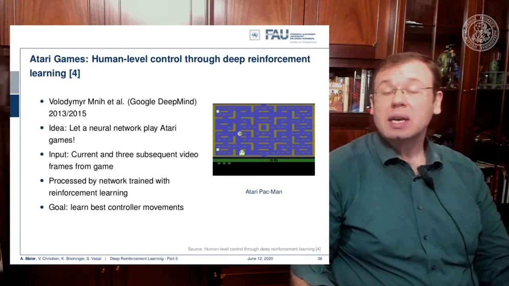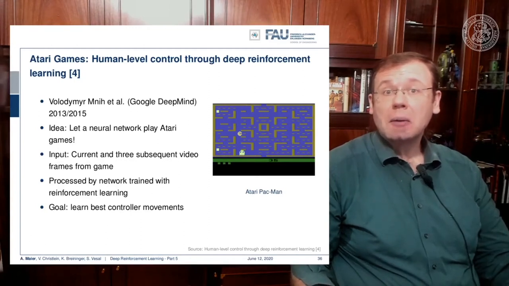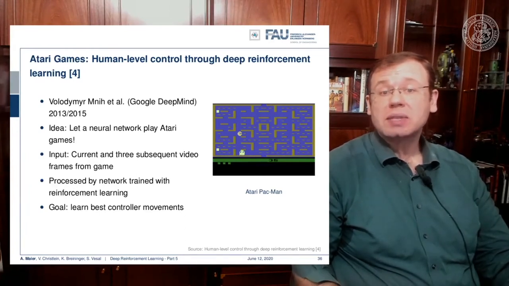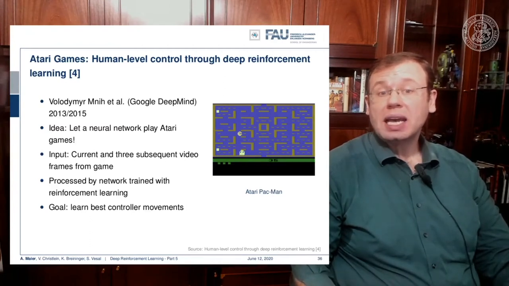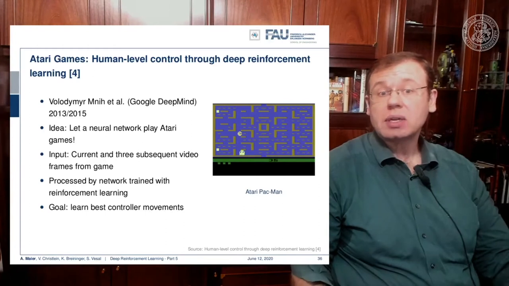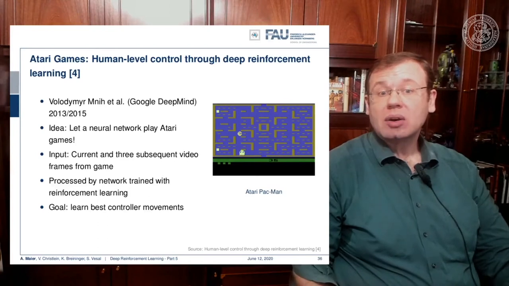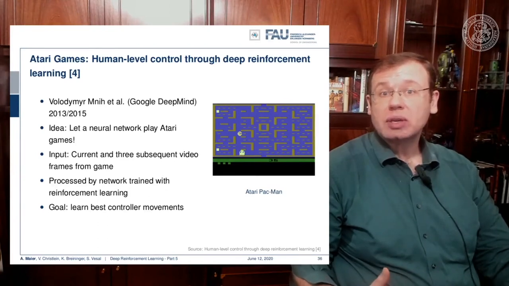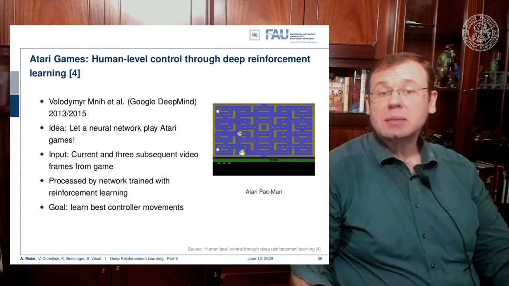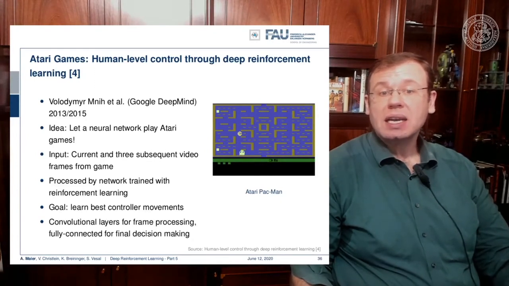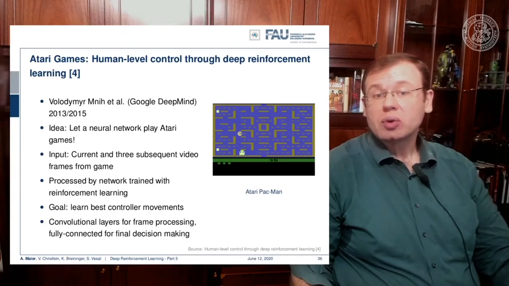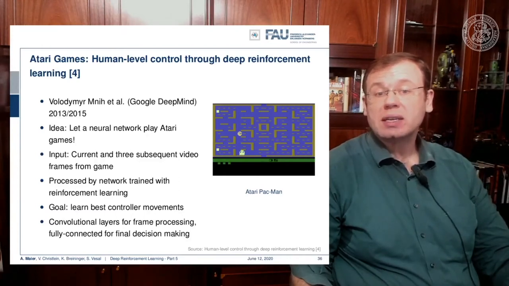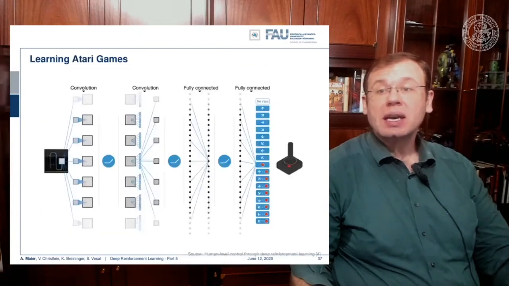games. So the idea here is to directly learn the action value function using a deep network, and the inputs are essentially the three subsequent video frames from the game, and this is processed by a deep network, and it produces the best next action. So the idea is now to use this deep reinforcement framework to learn the best next controller movements. And they use convolutional layers for the frame processing and then fully connected layers for the final decision making.